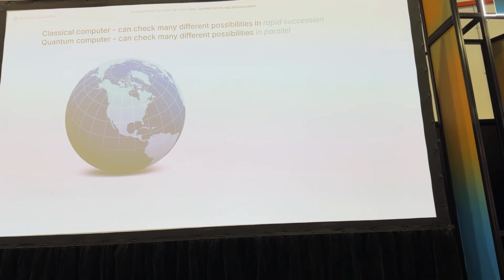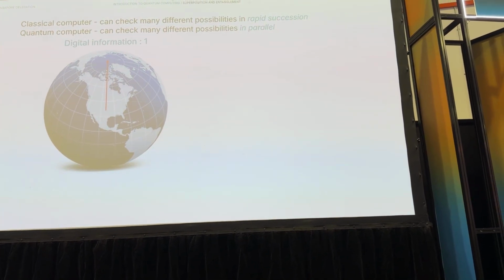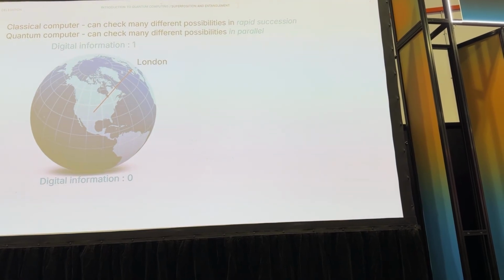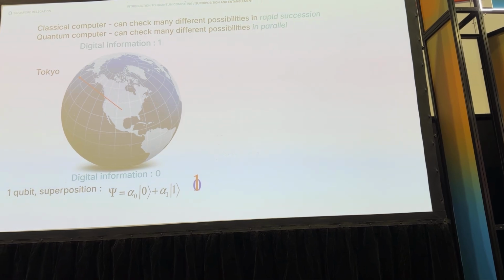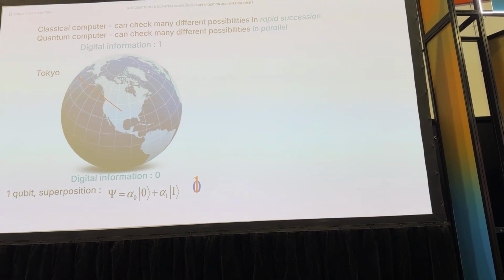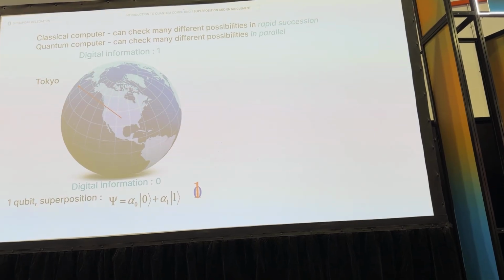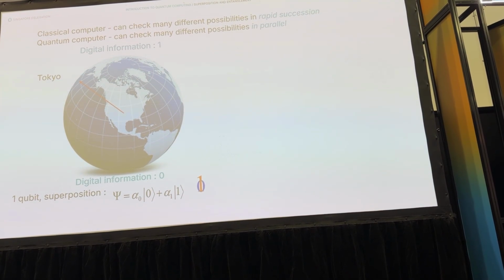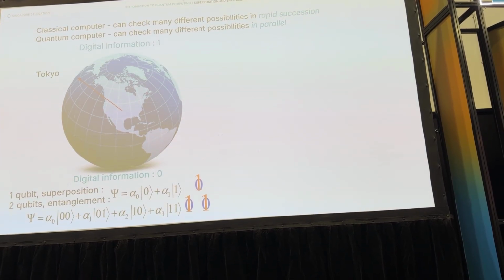So imagine in the classical world, I'm a bit of information. I can either point at the North Pole or the South Pole. In the quantum world, I can point in between those two states. And mathematically, I write that down as some fraction, alpha 0 of the down state, and some fraction, alpha 1 of the up state. So a quantum bit, or a qubit, contains two classical bits of information. This is called superposition.